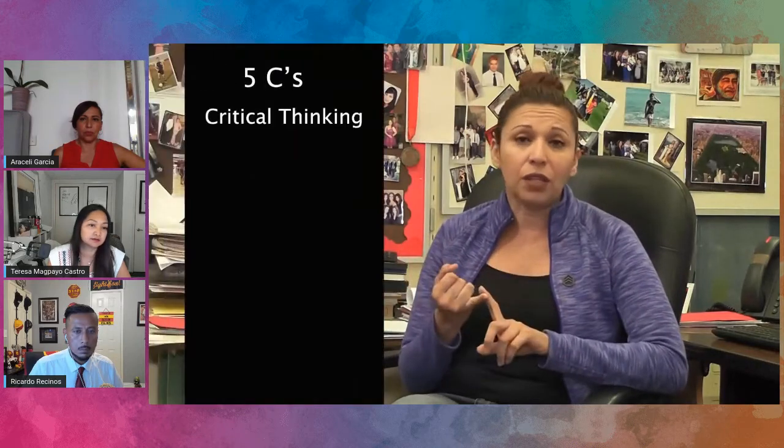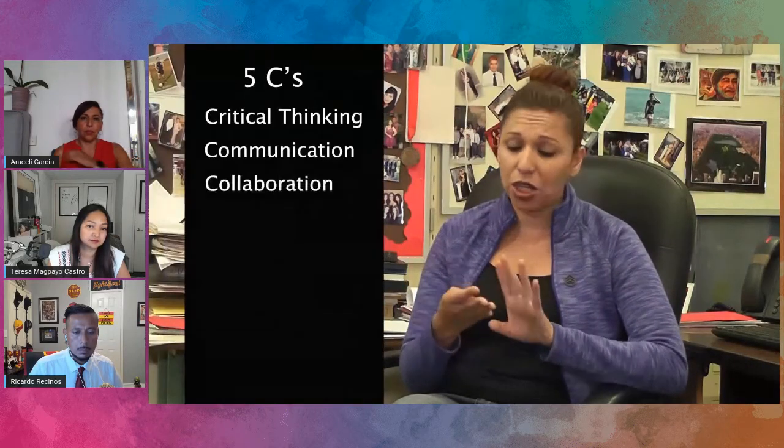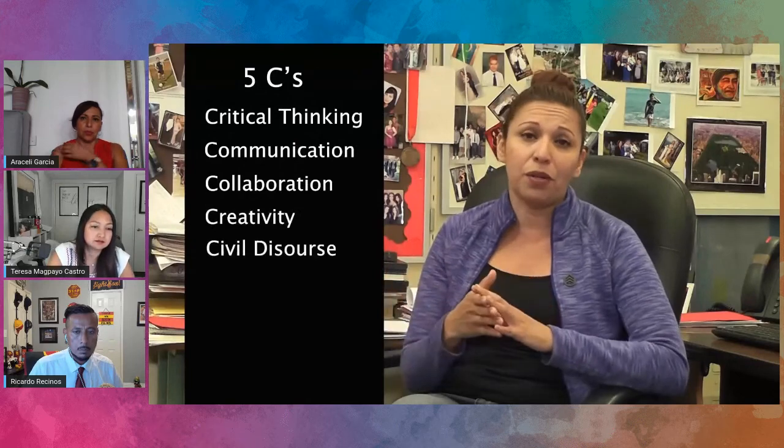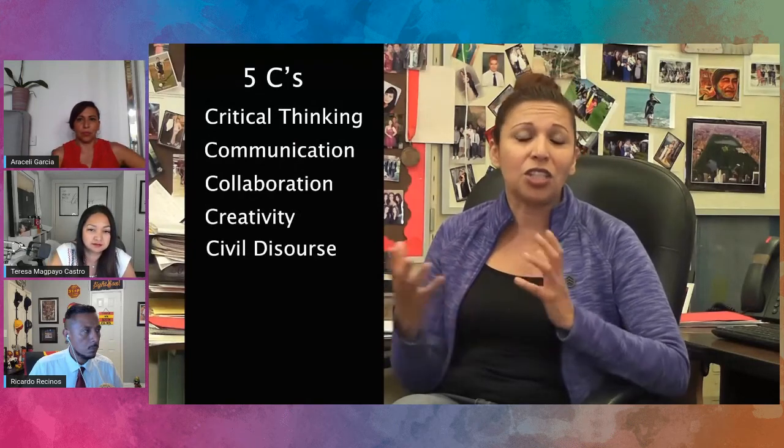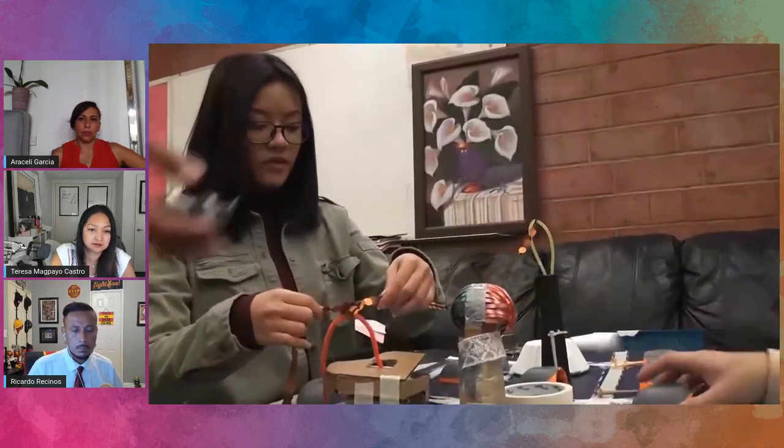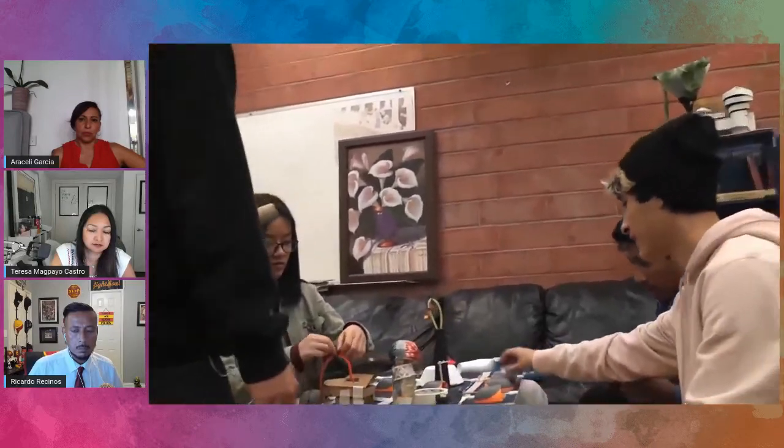And so students are now working with each other and developing their 5 C's: critical thinking, communication, collaboration, creativity, and very important, civil discourse. They need to learn how to get along and how to solve problems in a group setting. This could either be gateways, so the submerged roads, or this could be like row houses.